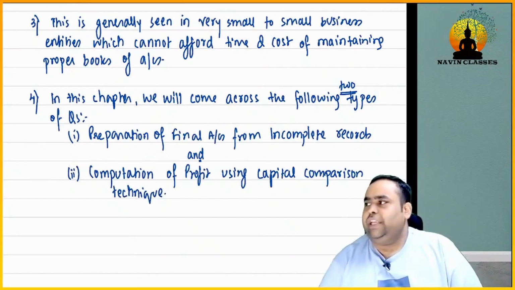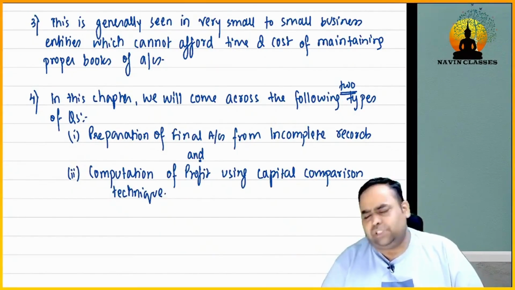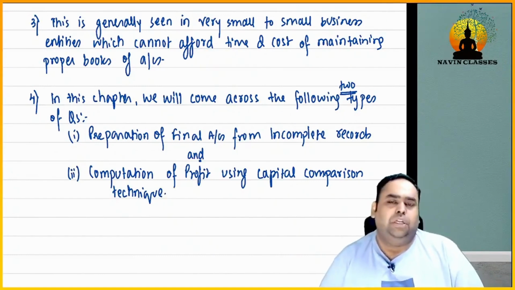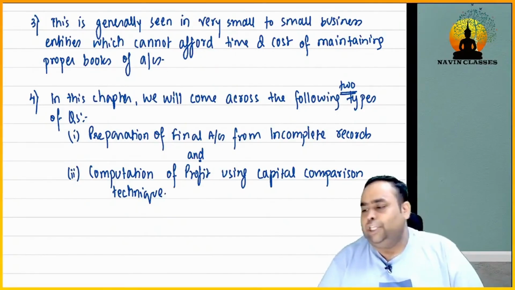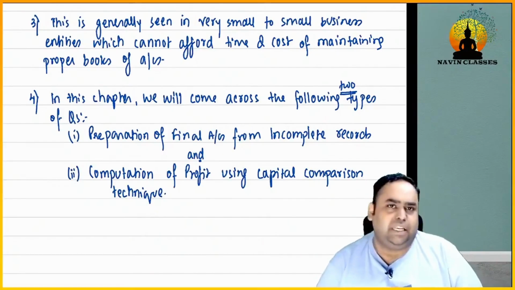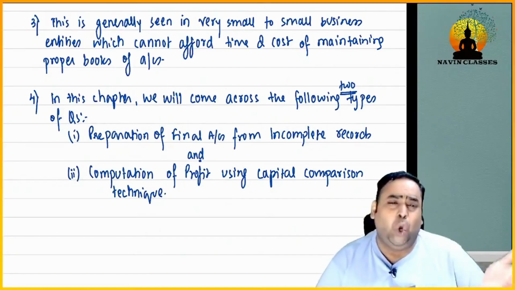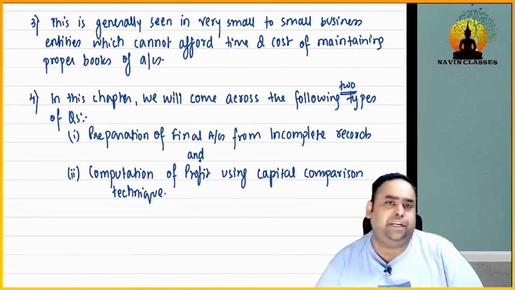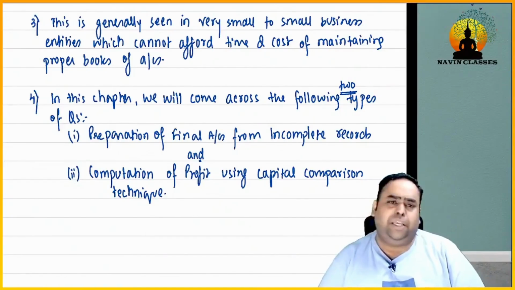And in this particular chapter, we will get 2 types of questions. The first type of question is most important, which will appear in the exam for 14 marks. We have to prepare final accounts from incomplete accounting records. Then the second type of problem is comparatively simpler. It's for 5 to 7 marks. We have to compute the profit using the capital comparison. By comparing the opening and closing capital, we have to calculate profit during the period.